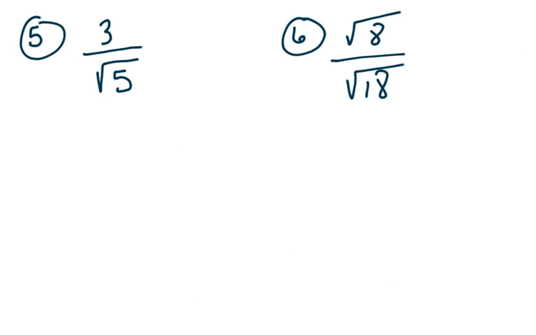All right, let's keep going. All right, number 5, we got to simplify. We got that radical in the bottom. So like we did on the last one, we're going to multiply by the square root of 5 over top of the square root of 5.